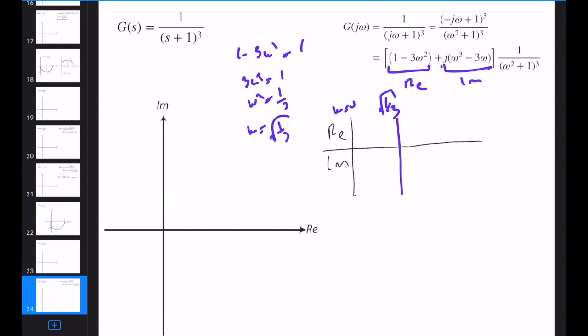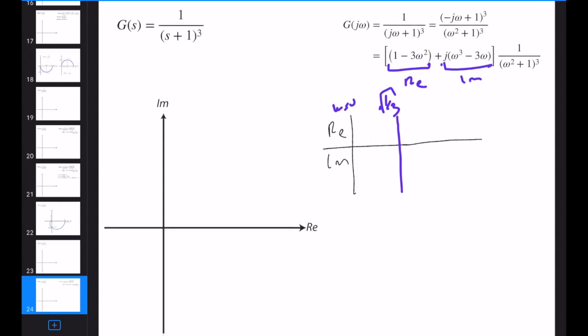So what happens to the real part in this direction? When omega is small, the real part is positive, which is good. When omega is larger than this corner, or critical frequency, it becomes negative. Now let's look at the imaginary part.